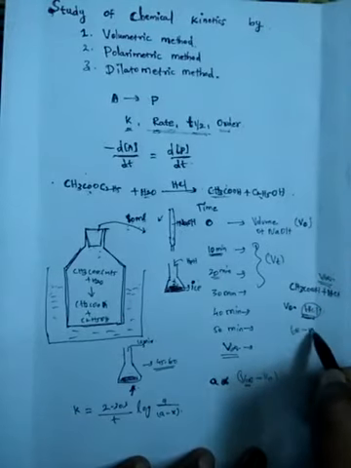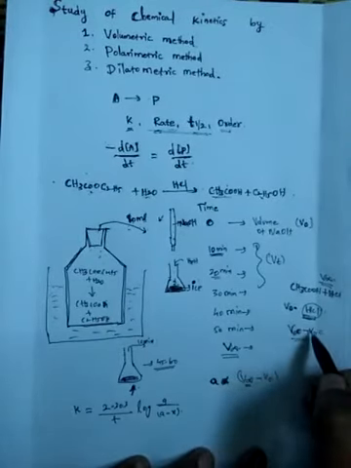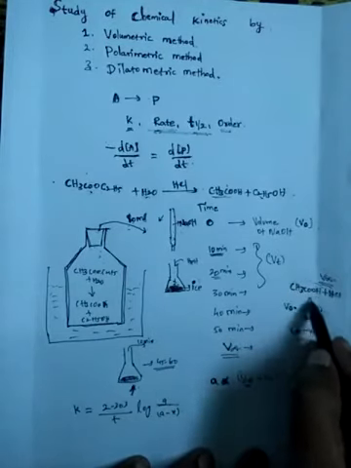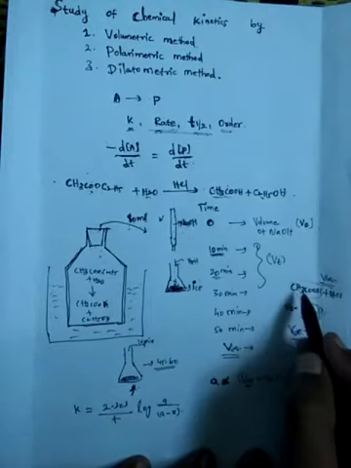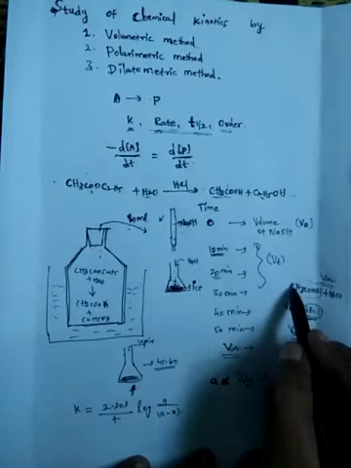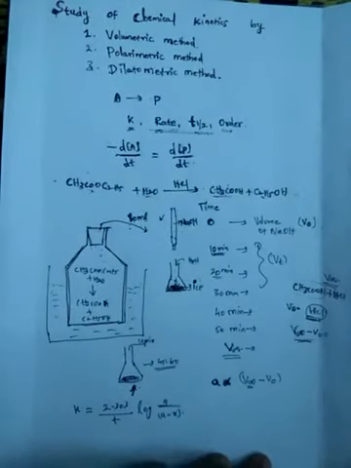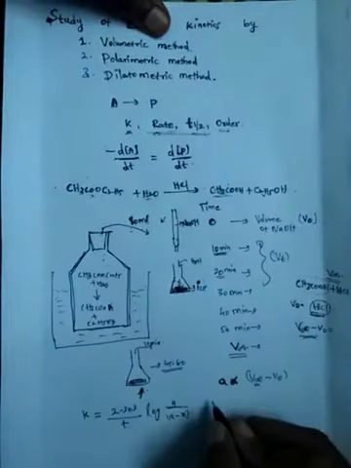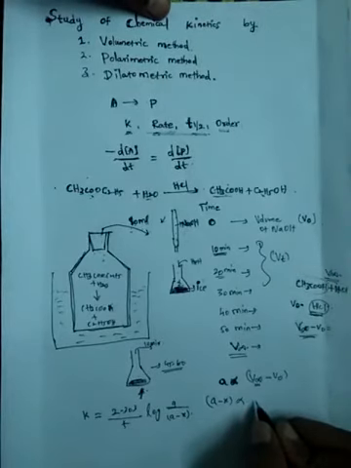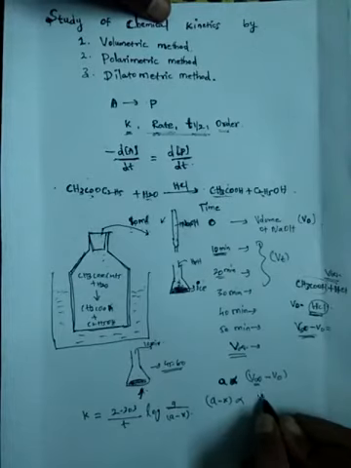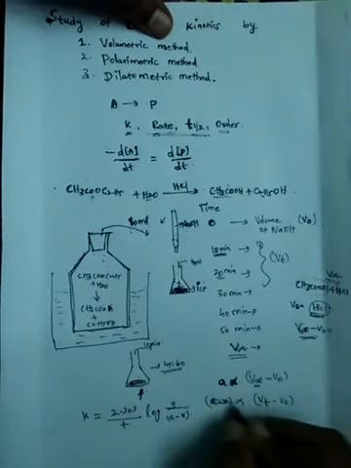If I subtract V infinite minus V0, I'll get the volume of sodium hydroxide required to react with acetic acid. So this acetic acid concentration is related to the initial concentration. That is why A is directly proportional to V infinite minus V0. Then A minus X is directly proportional to Vt minus V0, which is actually directly proportional to X.